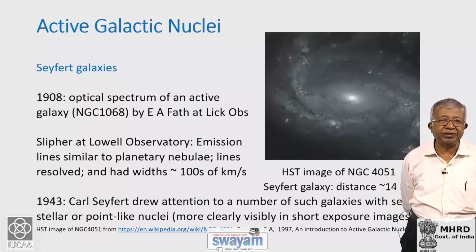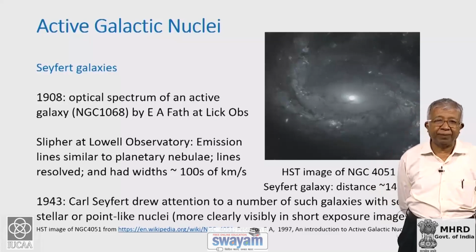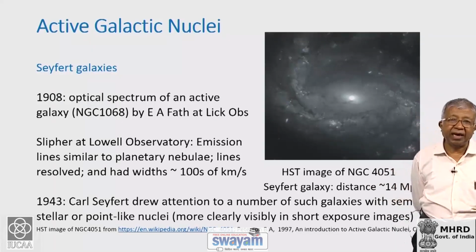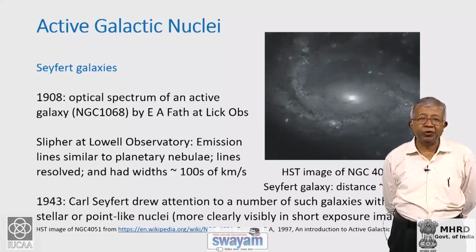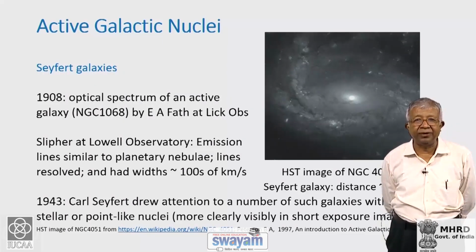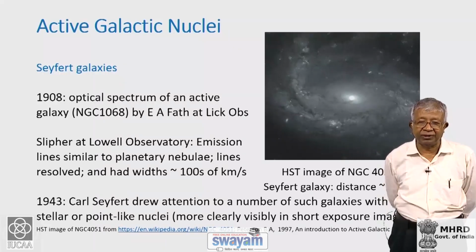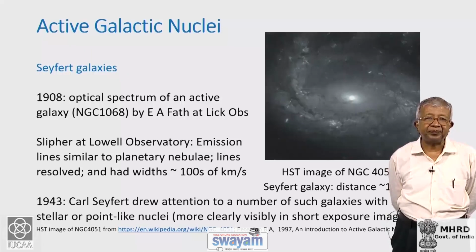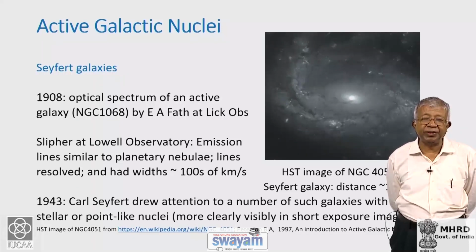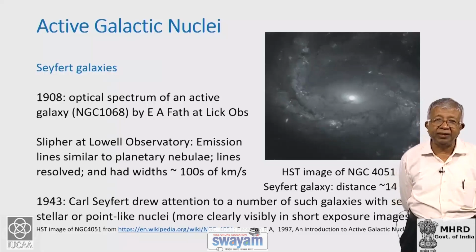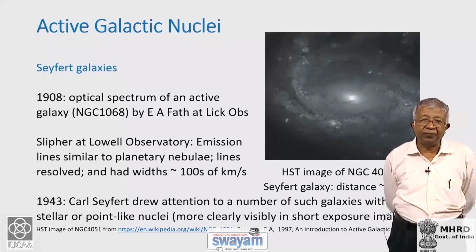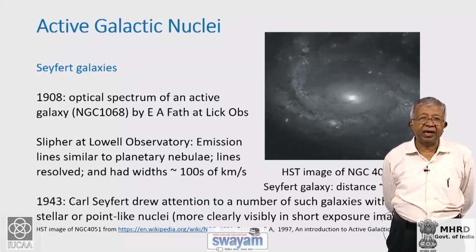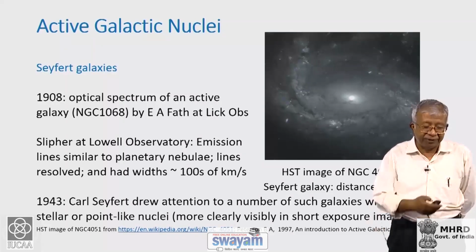But the most systematic work was done by Carl Seyfert, who drew attention to a number of such galaxies, and he also noticed that they had semistellar nuclei in them. Here is an image of NGC 4051, and you can see a semistellar nucleus over there, which would normally be unresolved, just like a star is not normally resolved in normal telescopes. So when you take short exposure photographs, you can see this stellar or semistellar nucleus more clearly so that you're not swamped by the light of all the stars in the nuclear region. So now we have spiral galaxies which have emission lines and which have a semistellar nucleus.